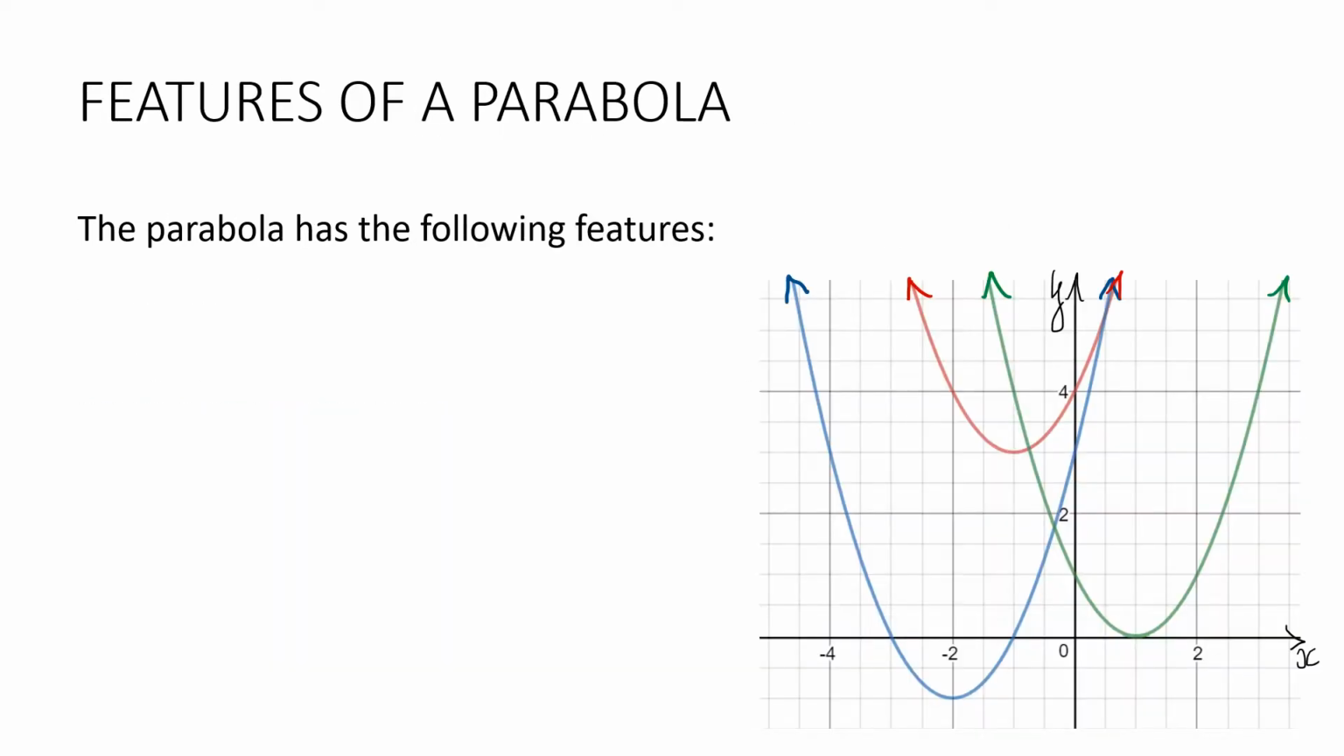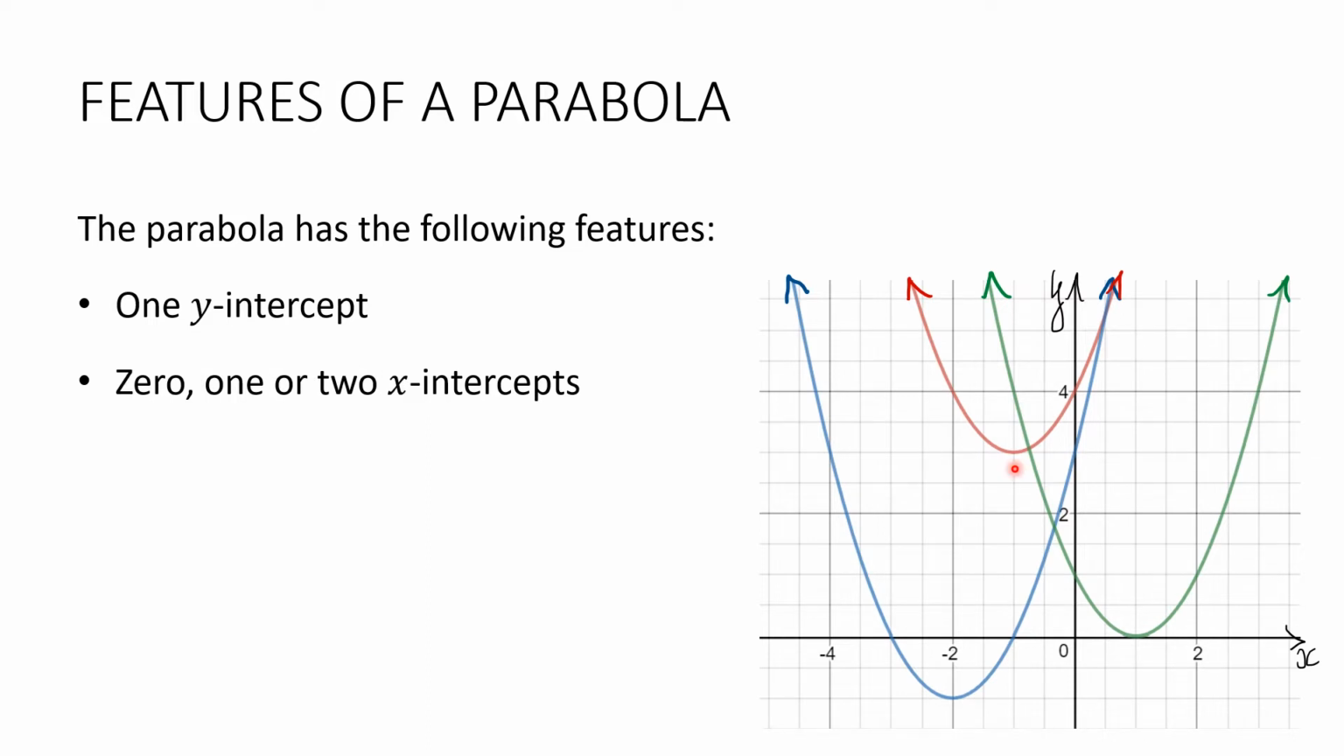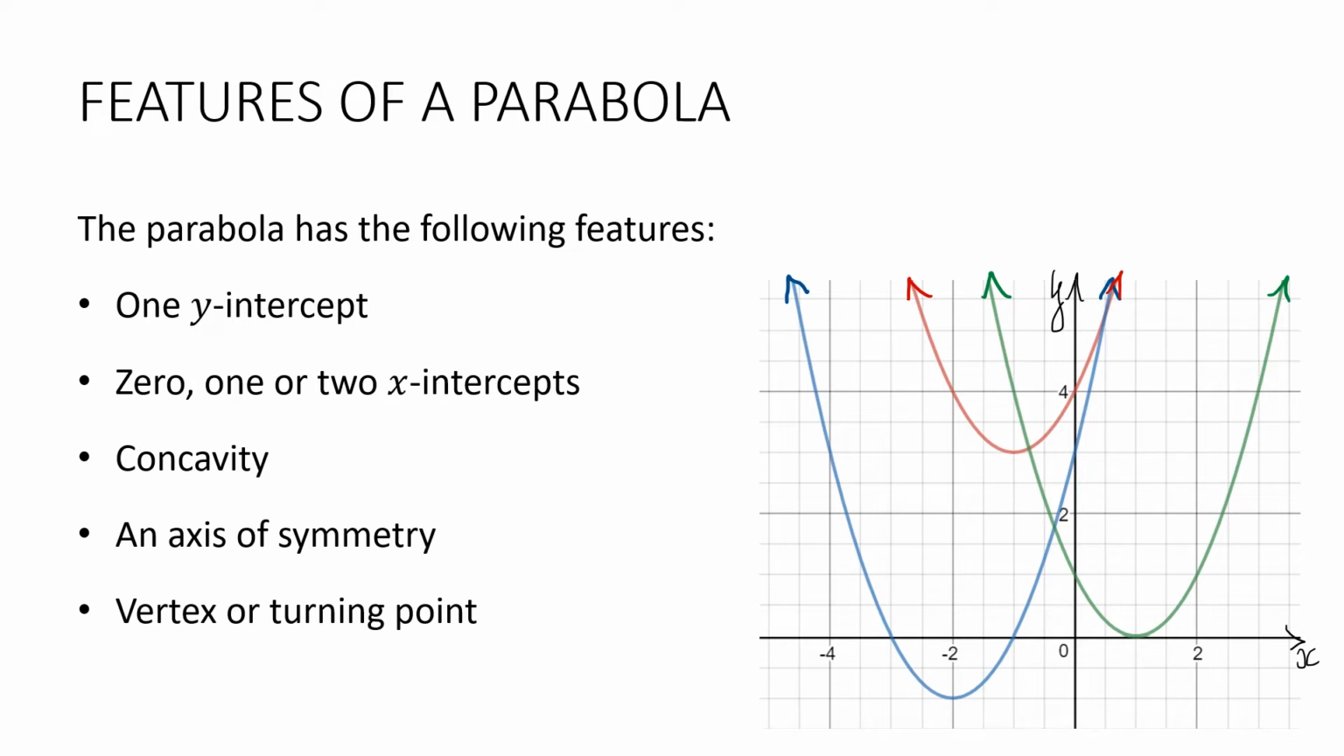Now the parabola has the following features. It has exactly one y-intercept. That's where it cuts the y-axis. It can have 0, 1, or 2 x-intercepts. It has what's called concavity, and we'll talk about that in a little bit. It has an axis of symmetry, so a line over which it is symmetrical. And it has a vertex or turning point.